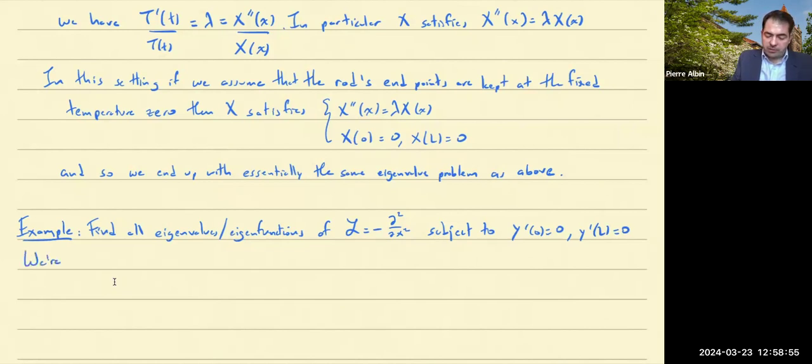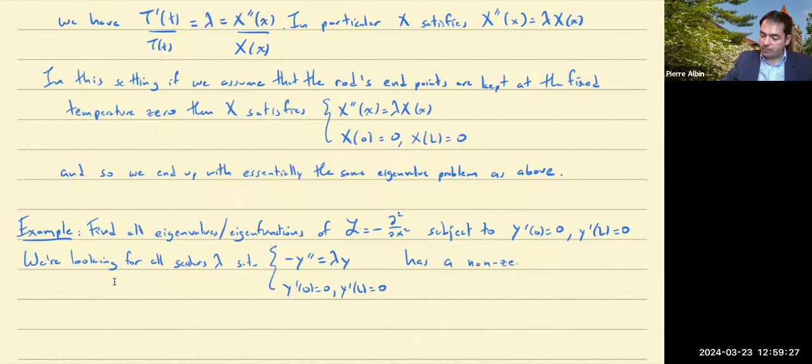So as before, we're looking for all scalars lambda such that minus a second derivative of y is equal to lambda y, y prime of 0 is equal to 0, y prime of L is equal to 0. So this is the boundary value problem we want to solve. And we want to find all of the lambdas where you have a non-zero solution.